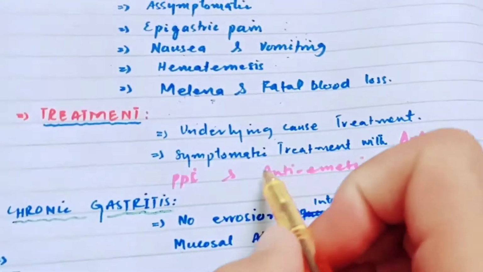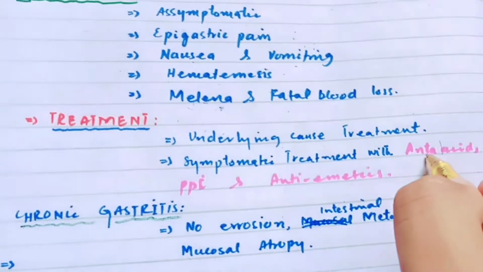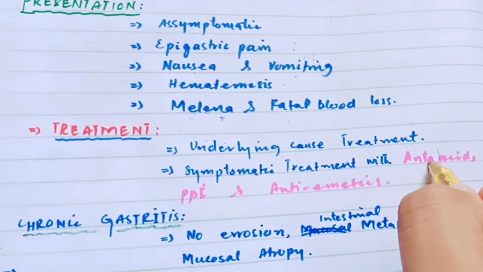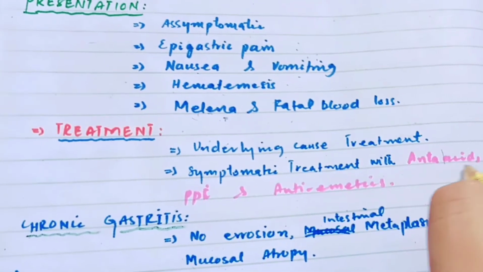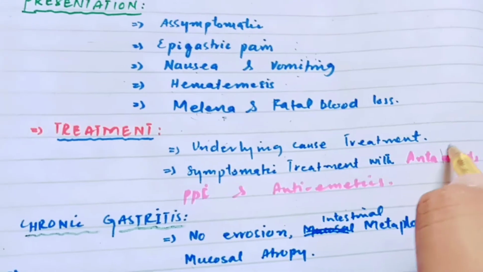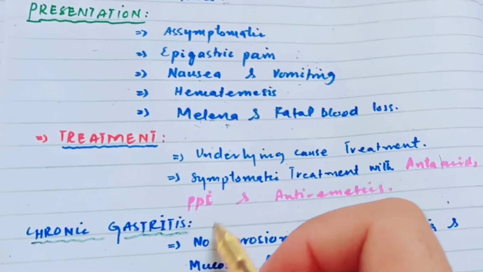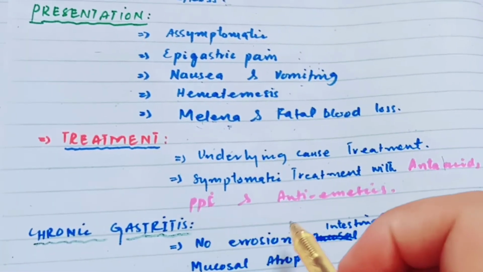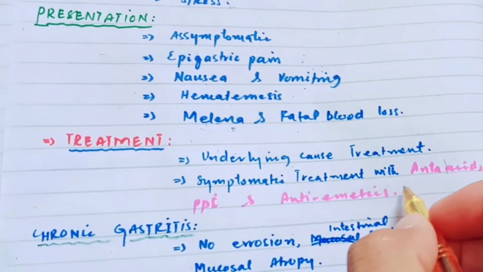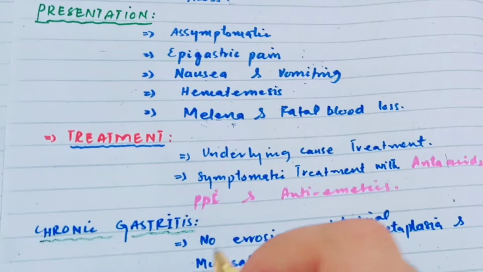Symptomatic treatment also includes antacids, for example, which directly decrease the acid in the stomach. The antacids include aluminum hydroxide, and the PPIs like esomeprazole directly decrease stomach acid production, and antiemetics, which I have discussed, like prochlorperazine.